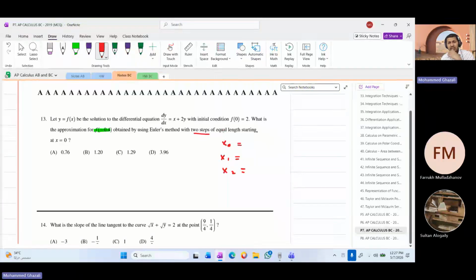With two steps of equal length, you're starting at 0 and you're ending at negative 0.4. So what are your step sizes? Negative 0.2, negative 0.4. Okay? You're going to start with 0 and then you're coming down to negative 0.4 with equal steps. Make sense? So what's y0? y0 is 2. Okay.